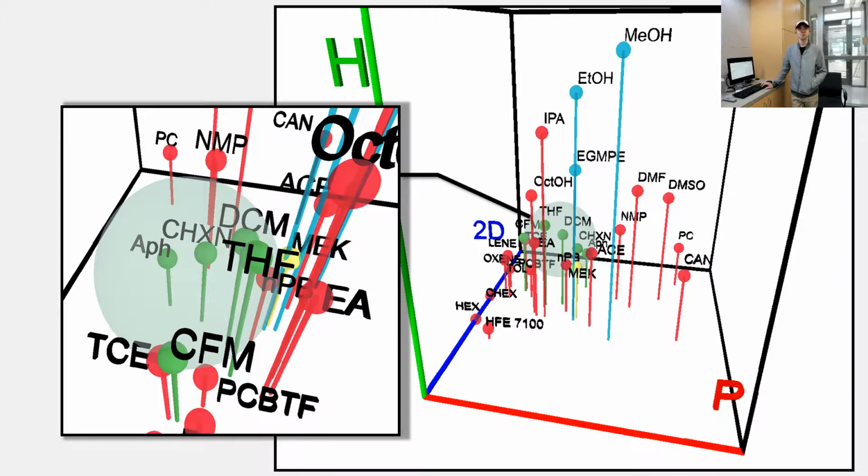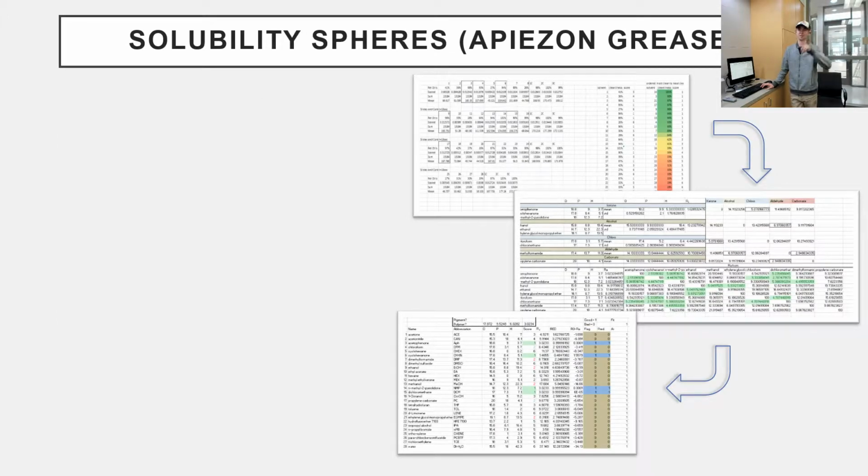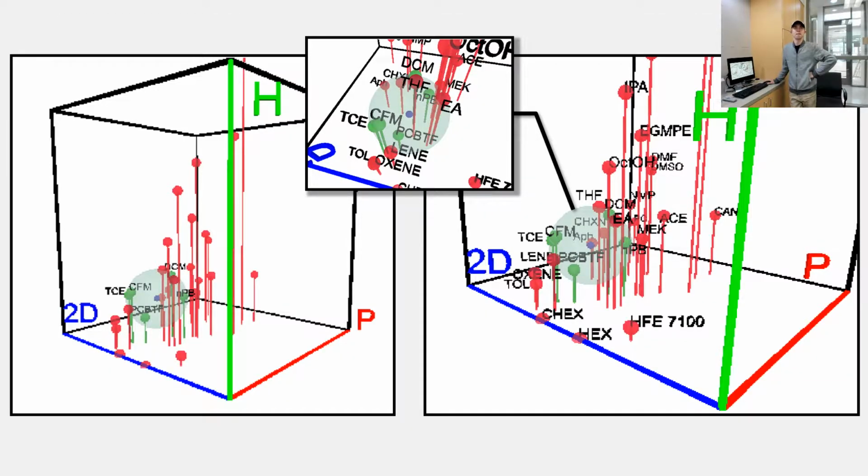And then I'm still working on this. I took Ethan's APA's grease data, and I made a model for that in the program. For APA's grease, there's only one sphere. It's in a similar spot to the industrial Sharpie sphere, but in this case, it includes PCBTF. It does include TCE. Yes. Since it's right next to chloroform. For the video, it's parachlorobenzotrifluoride. It's a drop-in replacement for toluene.